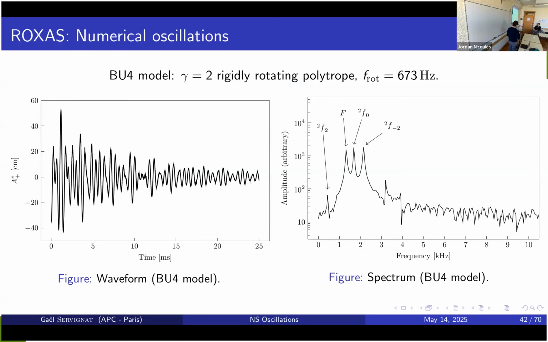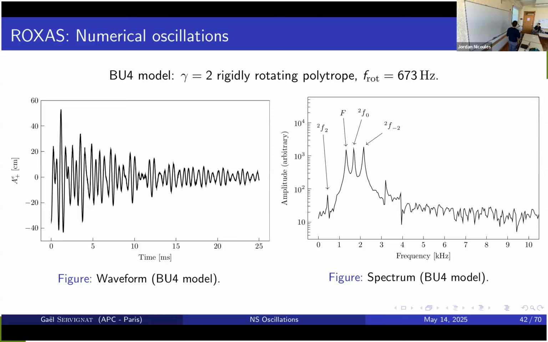So it looks like this. This is for one particular equation of state, a polytropic analytical equation of state, rotating quite fast, at almost 700 Hertz. You see that you have this signal, which has some spectrum. You can identify some of the modes. On the one side, there is a mode which I'm going to compare to literature and see that it's fine, and we're happy.